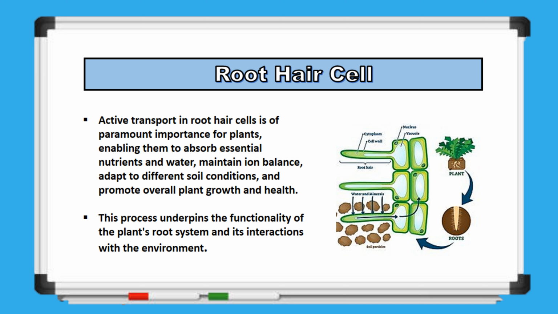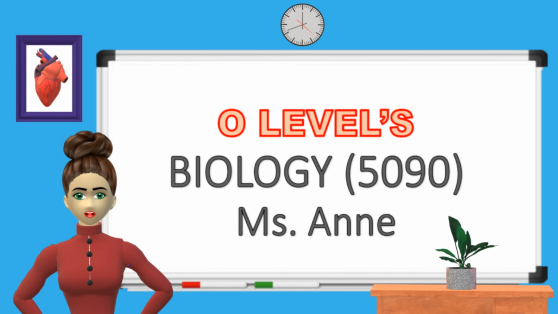Thus, active transport in root hair cells is a key mechanism that underpins the functionality of the root system, ensuring optimal nutrient absorption and interaction with the environment. That concludes section 3.2, and with that, we have now finished our chapter 3.